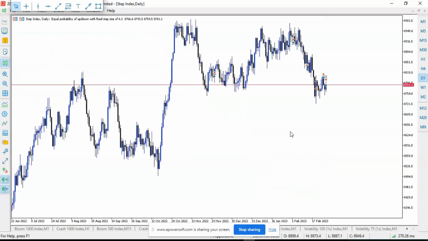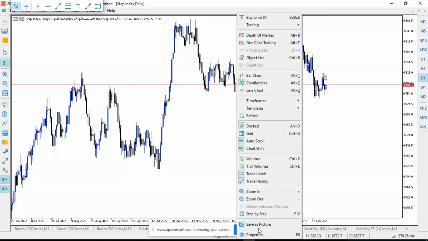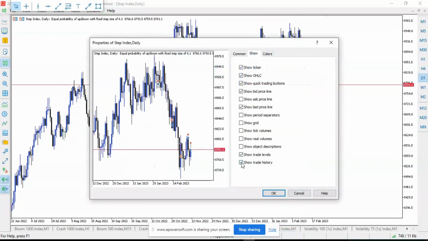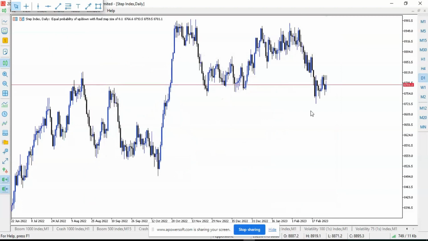Now, if I come on the daily, I can look at step index. Let me turn off the order history here. Now I can look at step index and I see what's really going on. I can see that the market is still bullish on the daily. Most times on the big time frames, I look out for a trading range.